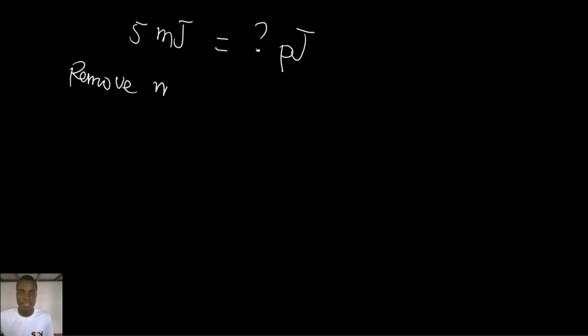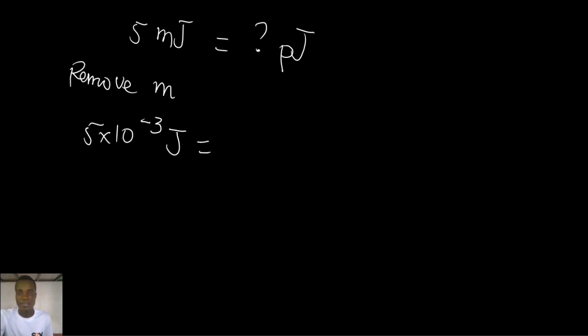So yes, the next example is 5 millijoules, and we are converting that to picojoules. So it's the same process that we did before. You need to remove the milli, the m. To remove the m, what do we say? You convert it back to its prefix form. This is what we have now.